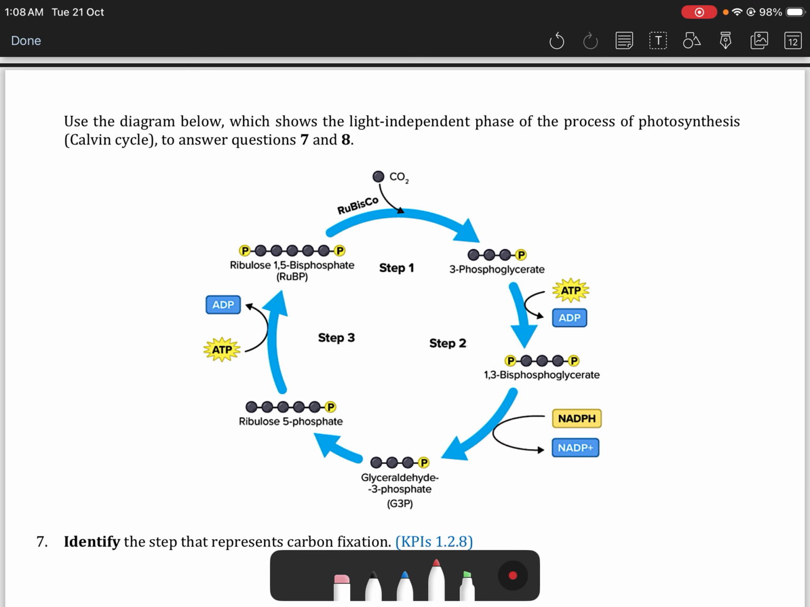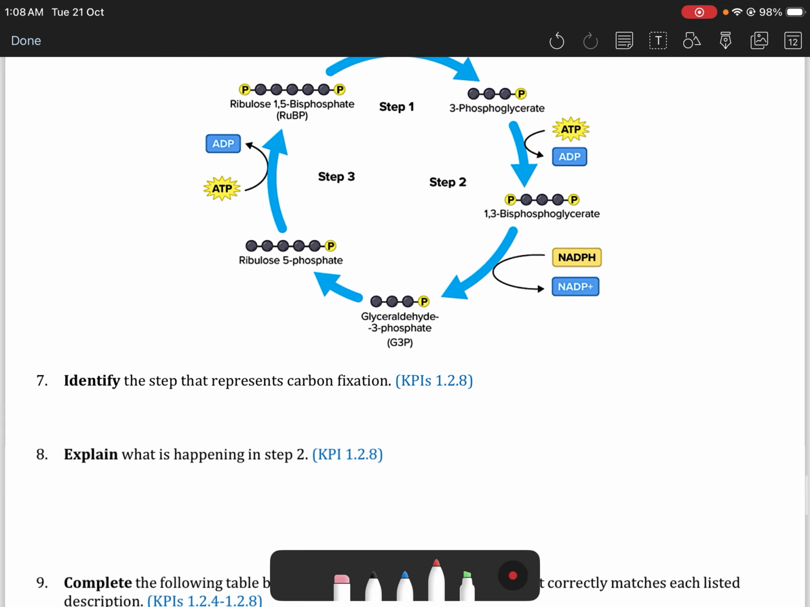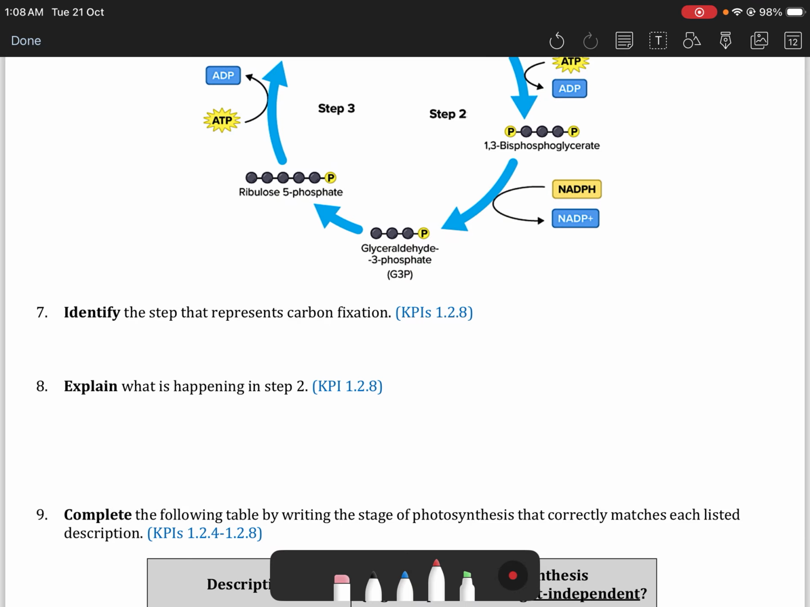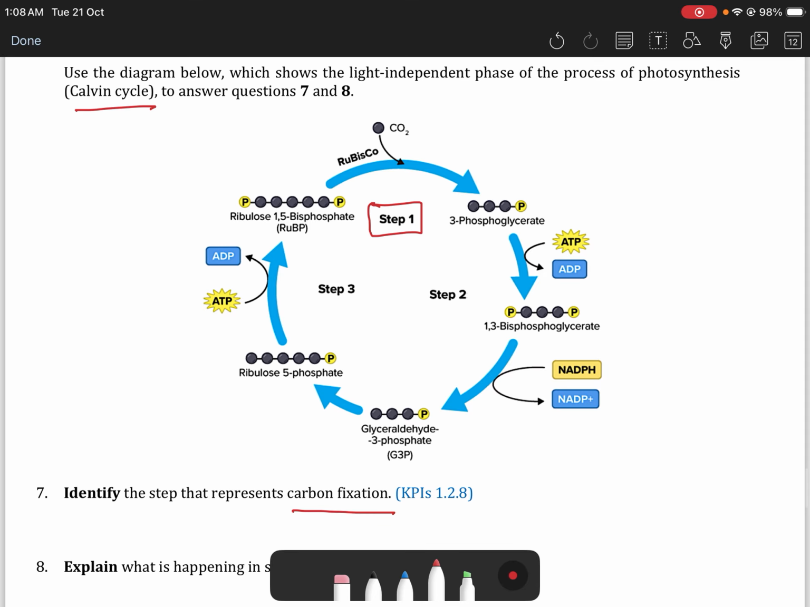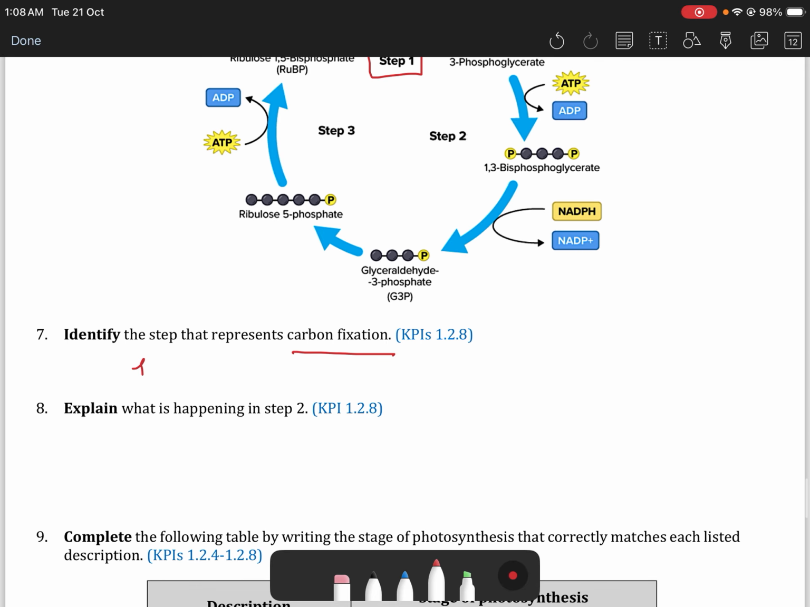Light dependent. Use the diagram below which shows the independent phases of the photosynthesis. That's also called as Calvin cycle to answer 7 and 8. What's 7? Identify the step that represents carbon fixation. So of course this is carbon fixation. So it is step number 1.